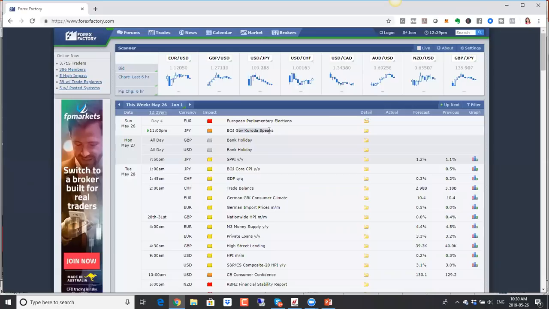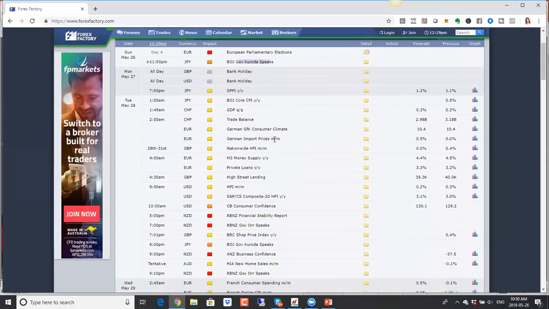So any more comments like that around loosening monetary policies could be negative for yen, which means the yen crosses could pull back, something to watch out for. On Monday, not a whole lot.